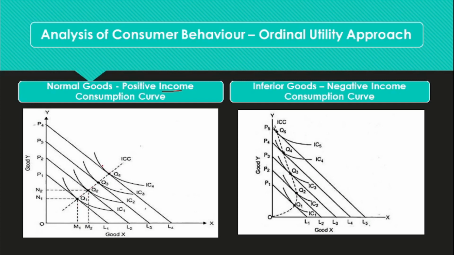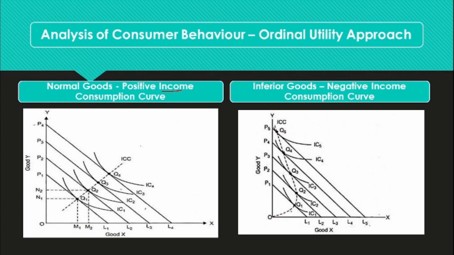We can also see that if there is a decrease in the income, then we can consider that there is a downward movement. So either way, downward or upward, it is positive, and that's why we have this positive income consumption curve in case of normal goods. But what happens in case of inferior goods? The income consumption curve is not positive, rather it is negative, and it is somewhat like this. It is in the shape of a curve.